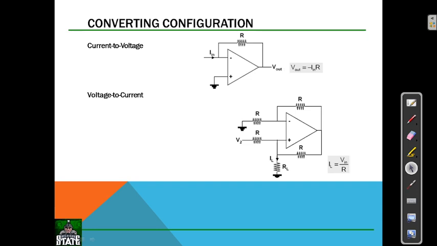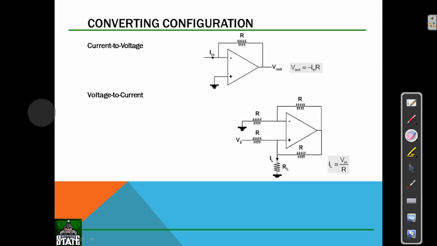Good day to all. Today we are going to see the op-amp converting configurations. See here, it's a current to voltage converter amplifier and a voltage to current converter amplifier.